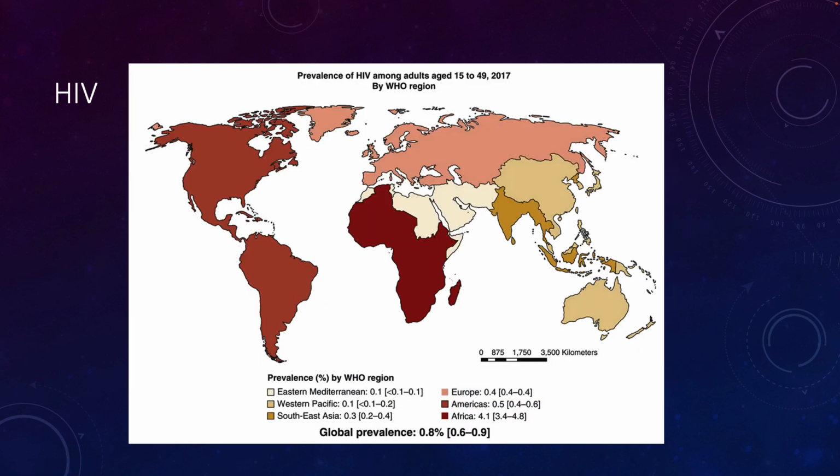HIV is an infection that we do see worldwide. The highest incidence is in sub-Saharan Africa. Some of the lowest incidence is in the Eastern Mediterranean, what we would call here the Middle East, some parts of North Africa, even parts of the Western Pacific and Southeast Asia. Europe has lower levels of HIV than the Americas as well. So Africa and then the Americas have the highest prevalence of HIV.